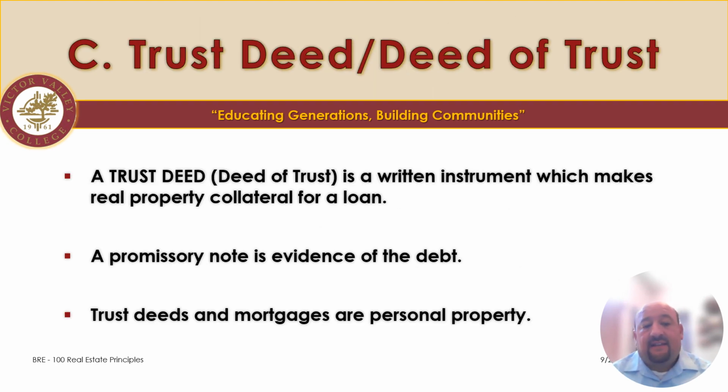Okay, a trust deed is a written instrument which makes real property collateral for a loan. So in California, we call mortgages trust deeds because there's three parties, and we will cover that later in the class. A promissory note is evidence of the debt. So the promissory note is what you sign when you're taking out the loan, saying, I promise to pay the amount back. And trust deeds and mortgages are personal property. They are not real property.